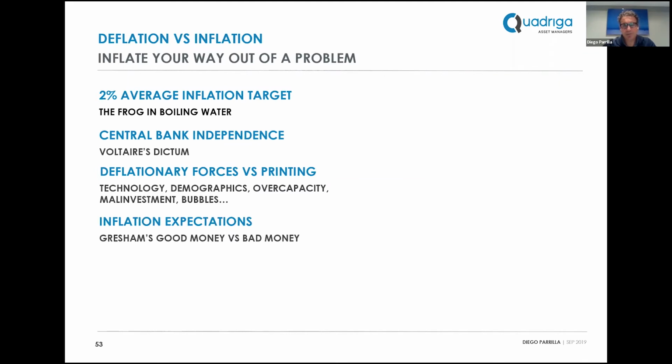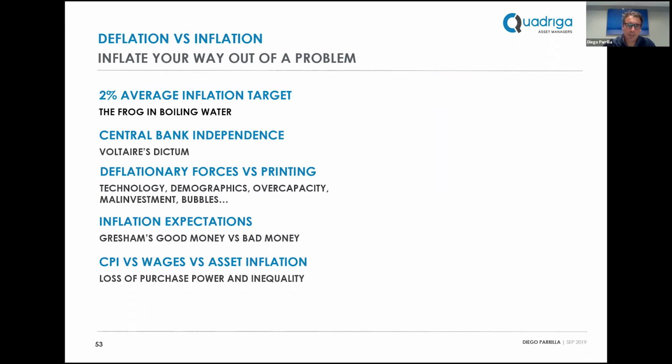But there's this one single force on the other side, money printed, that can offset them all. So it's almost like the more deflation you have, for good or bad reasons, the more room central banks have to print, and they will take that room. What is worrying, and we'll talk about this in more detail, is inflation expectations.